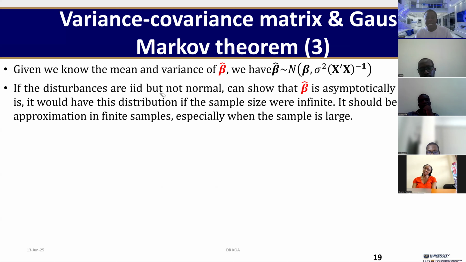If the disturbances are IID, independently and identically distributed, but they are not normally distributed, we can also go ahead and show that beta cap is asymptotically normal. In other words, as you increase the sample size, beta cap will become close to beta. In other words, it will have this distribution if the sample size were infinite. That is like increasing it to infinity. It's the same thing.